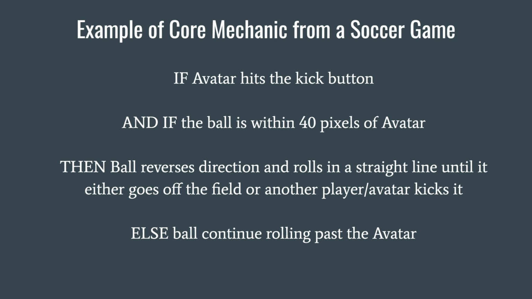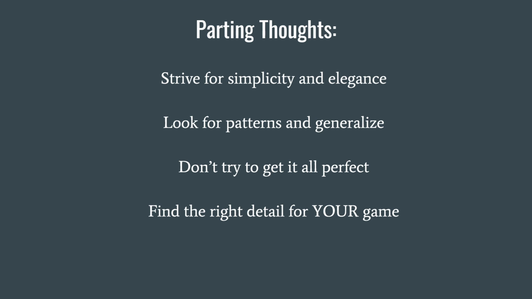So that's core mechanics. It's all define your attributes, which by the way, in computer programming, we call variables, and then define your conditional branches, and you have written a core mechanic. So that's the game. Here are some parting thoughts on this process.